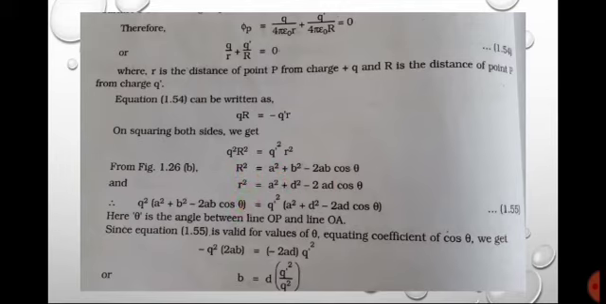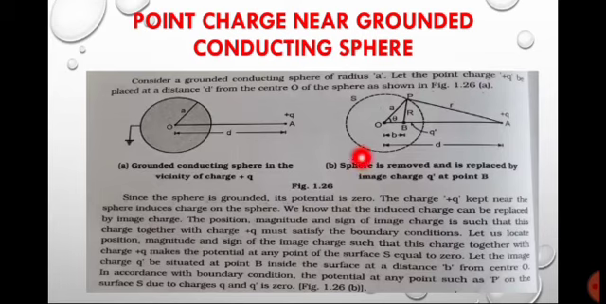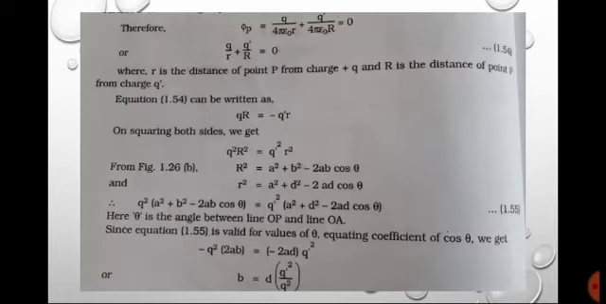Similarly, small r square is equal to A square plus D square minus 2AD cos theta. This is this one. Small r square is equal to A square plus D square minus 2AD cos theta. Okay, so this equation we will obtain from the previous figure.